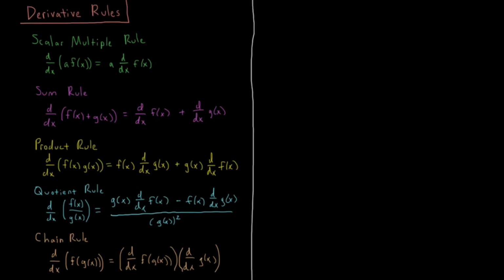So we'll see what we're talking about here with some examples and make things more clear. So we'll say d dx of 5x squared.